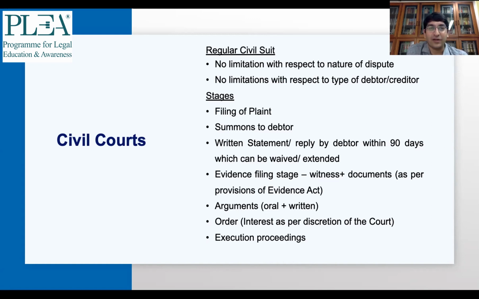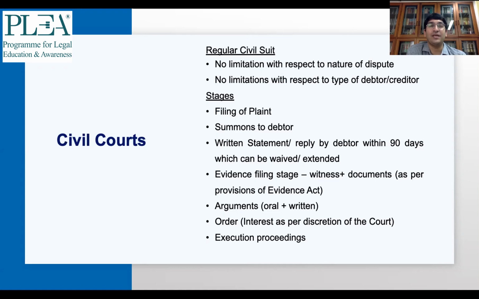Another matter is your regular debt, where the client has supplied the goods and not received payment. And sometimes even banks, so basically for DRT, like I said, banks can approach, but there the threshold limit for the loan amount is 20 lakhs, principal amount plus interest. In such a case, if the amount is less than 20 lakhs, then even banks may be coming to civil courts.